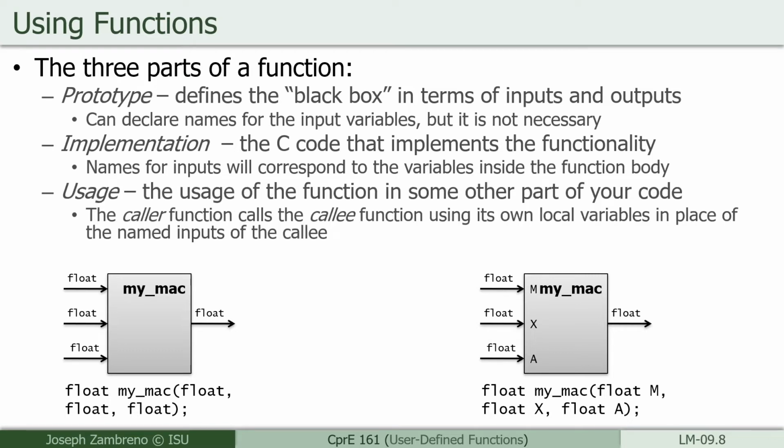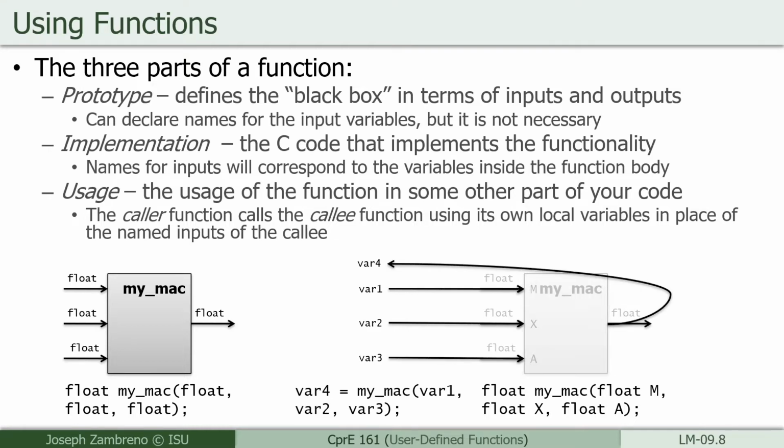Then the third part is the actual usage, the actual calling of that function. And the terminology we use is there's a caller function and a callee function. The caller calls the callee. I don't know how important that verbiage is at this point in your programming career development, but that is the terminology we use. So the caller calls the callee using its own local variables in place of the named inputs in the callee function. So there's those 3 parts that are required: prototype, actual implementation, and then the actual usage of it.